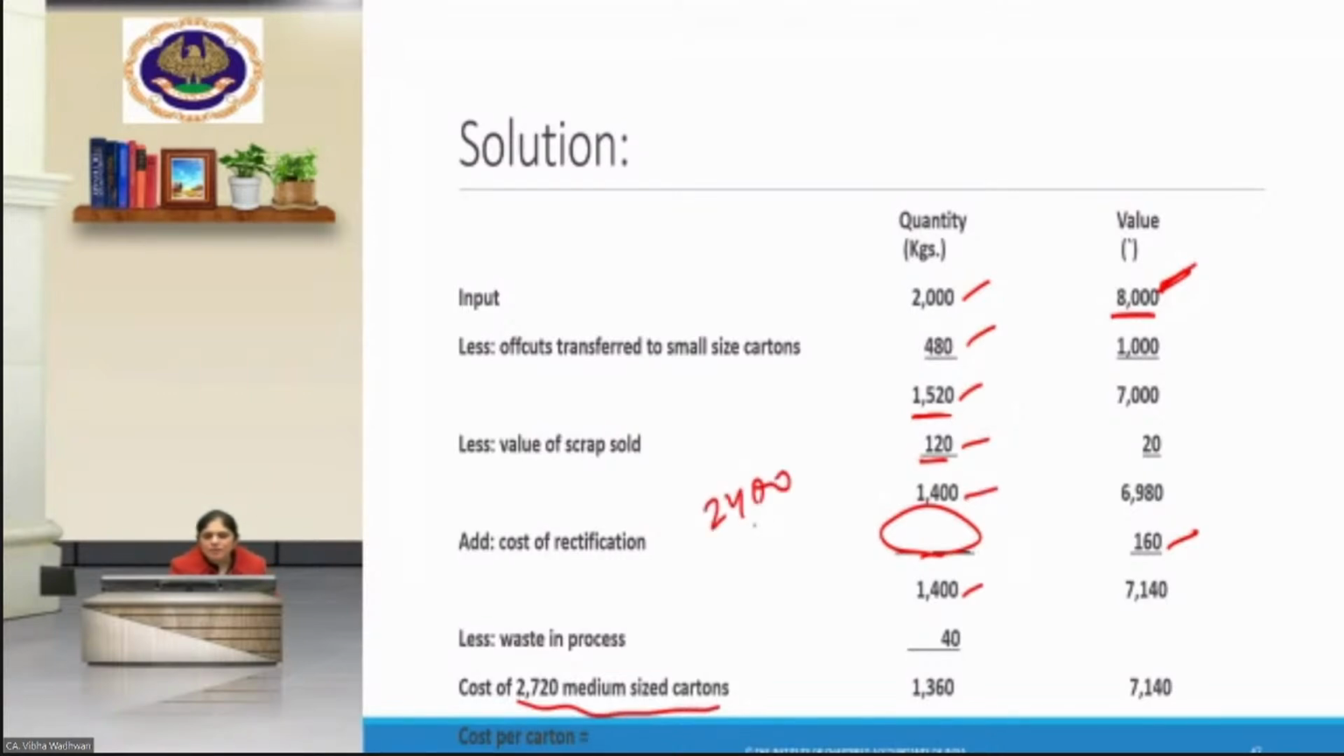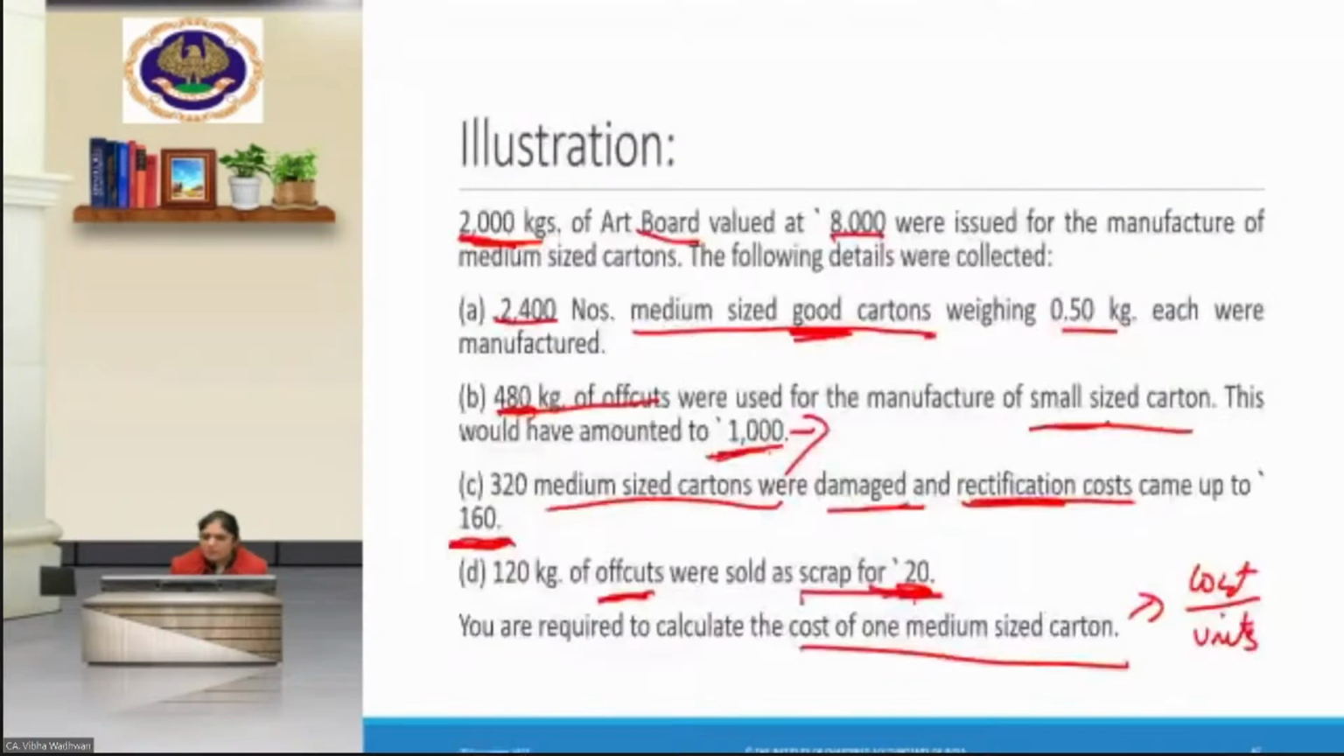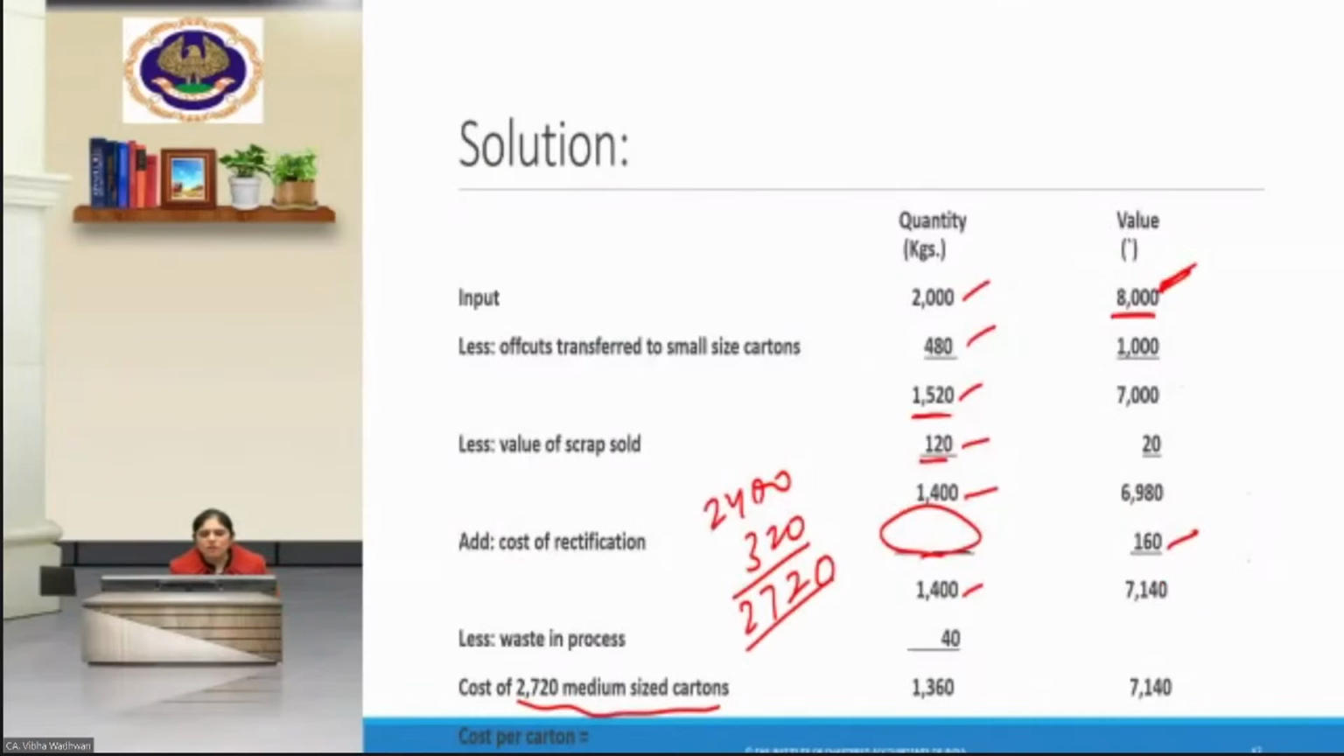2,400 were good plus 320. The defectives were made good. So total good cartons were 2,720. If you can remember, 2,400 good cartons don't include the defective ones. So this plus 320, the defective. So 2,400 were originally good and 320 were made good by additional costing. So total 2,720 cartons have to be the good medium size cartons.